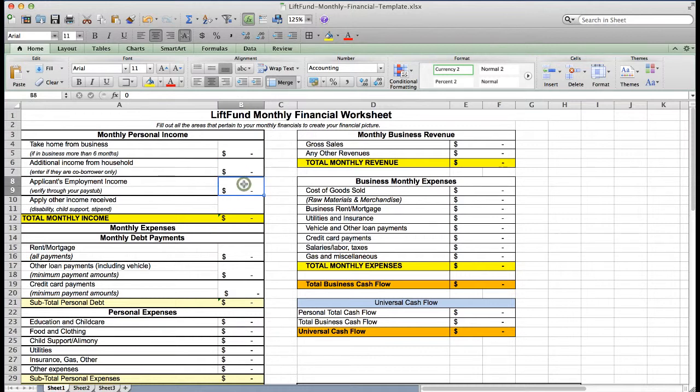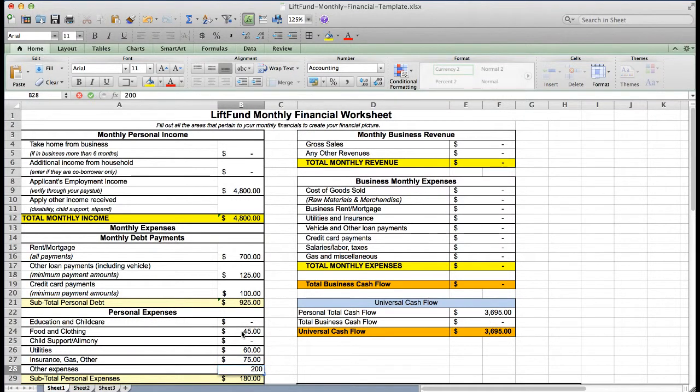Now remember, these are all monthly numbers, so I'm going to fill in some possible numbers for personal income in the top few boxes. After that, I'm going to put in some monthly known expenses like rent or loan payments or credit card payments, and then other regular monthly expenses like food, utilities, gas, insurance, and anything else specific to your business and situation.